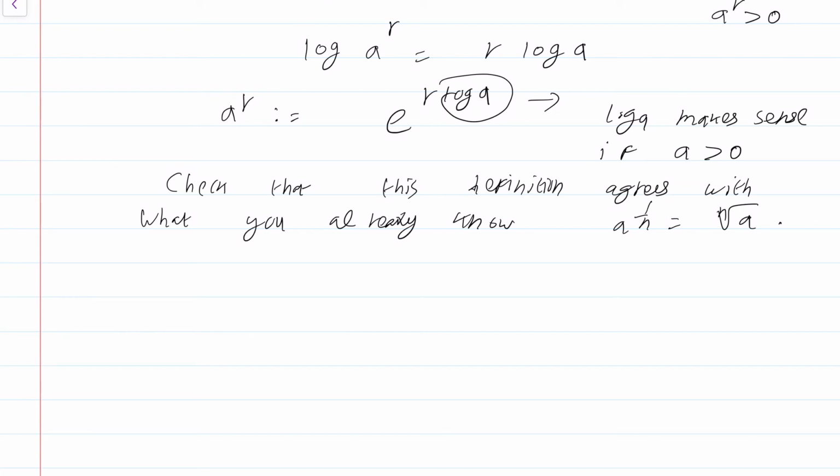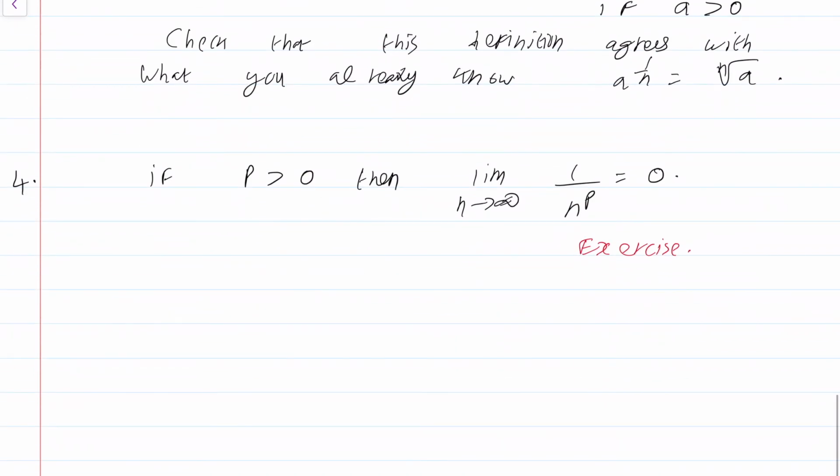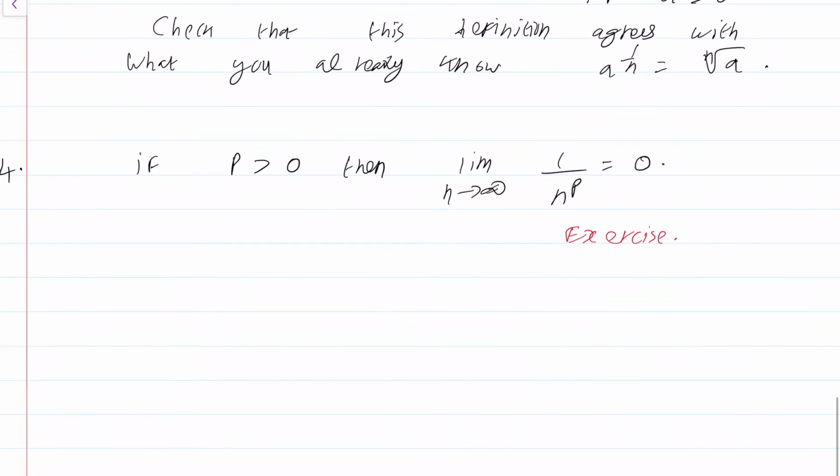So this is example number 4, I believe. If p is greater than 0, then limit n going to infinity of 1 by n power p is equal to 0. And I'm going to leave this as an exercise for you. This is not at all hard. We have already seen what happens when p is 1 and what happens when p is 2. Similar remarks will apply even for p being any real number greater than 0. So that's one more example that I want you to do as an exercise.